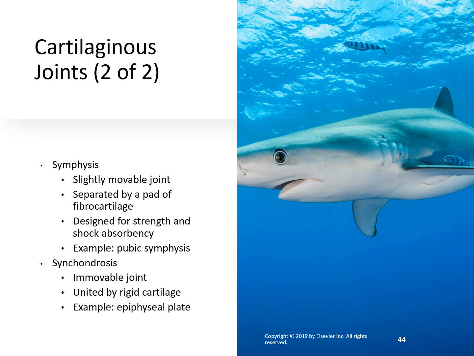Synchondrosis is a movable joint. The epiphyseal plate is a synchondrosis. Okay. It's rigid cartilage that holds the ends of the bones together to the shaft of the bone.